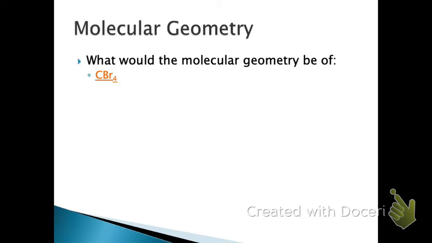Let's try CBr4. This would be called, what would the name be? Yeah, carbon tetrabromide. Very good. Carbon tetrabromide. It's covalent, so we have prefixes that we use there. Okay, 4.